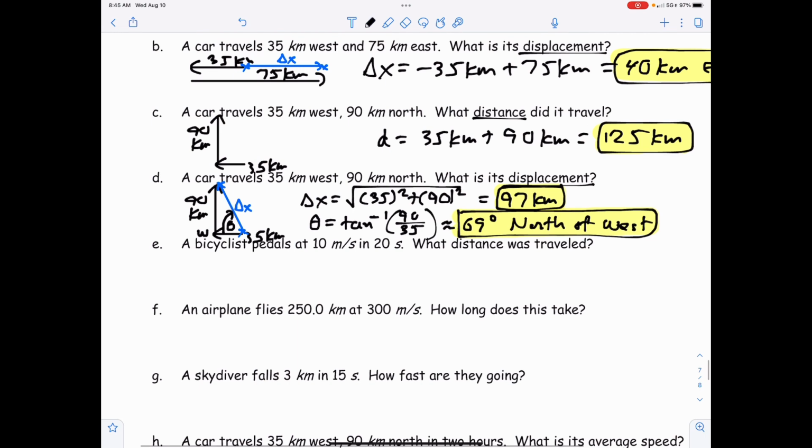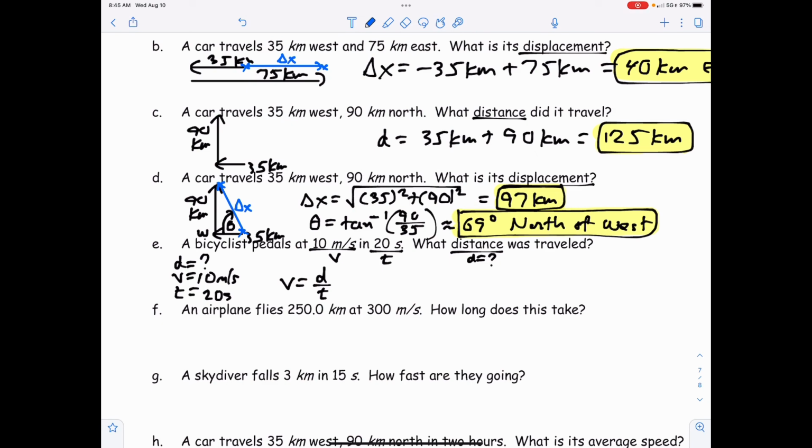Okay, now we get into some actual speed problems. So, first thing we do is annotate the question. The bicyclist pedals at 10 meters per second. There's our speed. In 20 seconds, there's our time. And we're looking for distance. Make a list of your variables. D is question mark. Speed is 10. T is 20. Okay, the equation we use is V equals D over T.